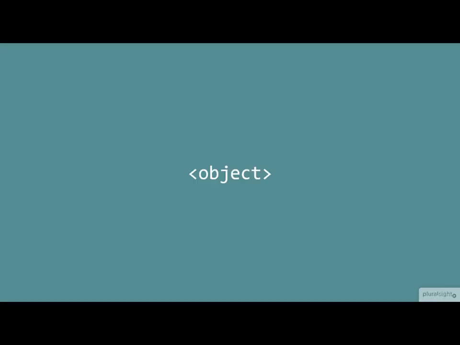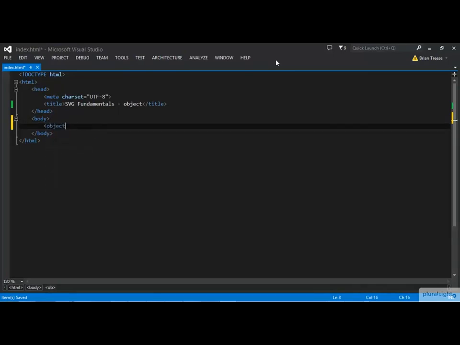Next up, using an object tag. First, we need to add an object tag into our document. Then we need a data attribute containing the path to the SVG. Like the embed, we need a type of image/svg+xml to let the object tag know what type of file we're using.